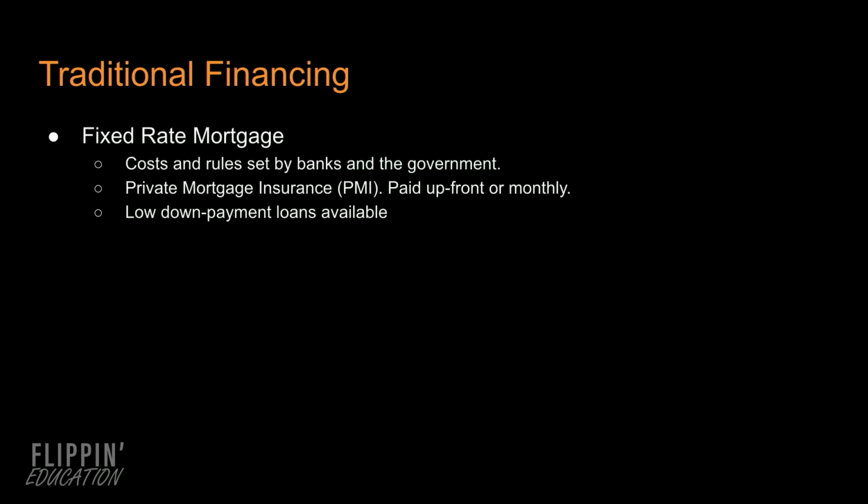The most common way people think about buying real estate is using a mortgage. Now, this isn't necessarily my favorite way. It just happens to be the most popular way. Remember that the costs and rules of mortgages are set by the banks and by the laws from the government. Private mortgage insurance is something that you always need to be aware of. If you're getting traditional financing, are you going to have PMI? Usually that's either paid up front, which would mean you have to add it to your initial investment, or it's paid monthly, which means it's going to be part of your debt service.